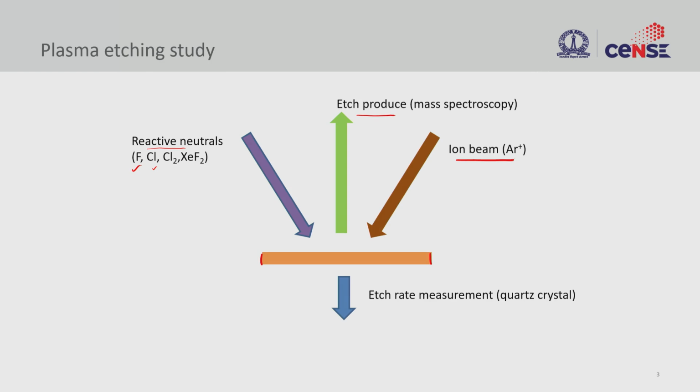What is the chemical nature of this, and the etch rate is monitored by looking at the thickness through a quartz crystal. You are looking at the thickness by measuring the quartz crystal frequency and so on. So the etch rate is measured as well. All these things are done simultaneously in order to understand the mechanism.